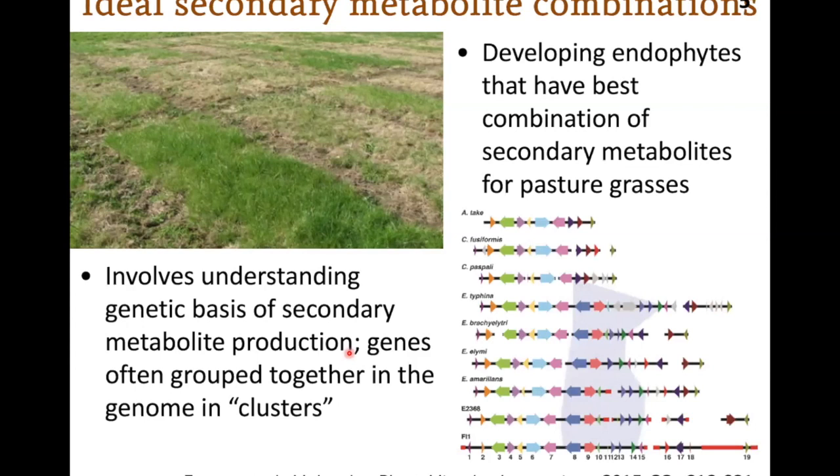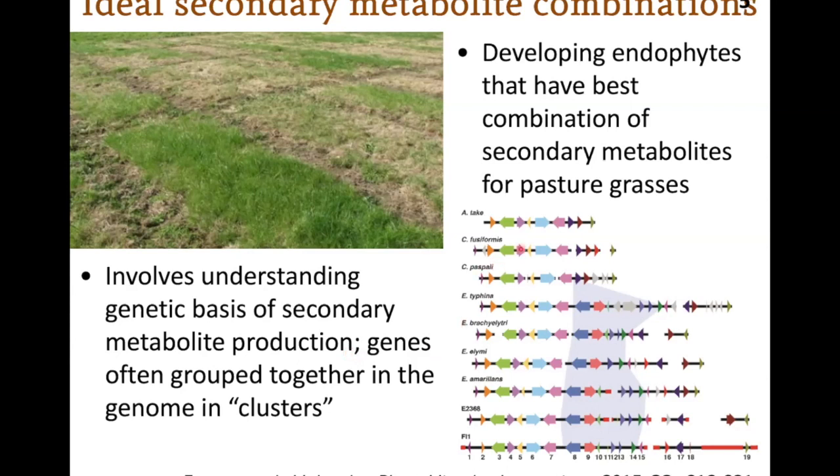And this approach involves an understanding of the genetic basis for secondary metabolite production. As I said, the secondary metabolites are produced by biosynthetic pathways, where the enzymes are encoded by genes. And very fortunately for us, there are usually multiple genes involved in making a single secondary metabolite, but these genes are grouped together in the genome in what we call clusters.